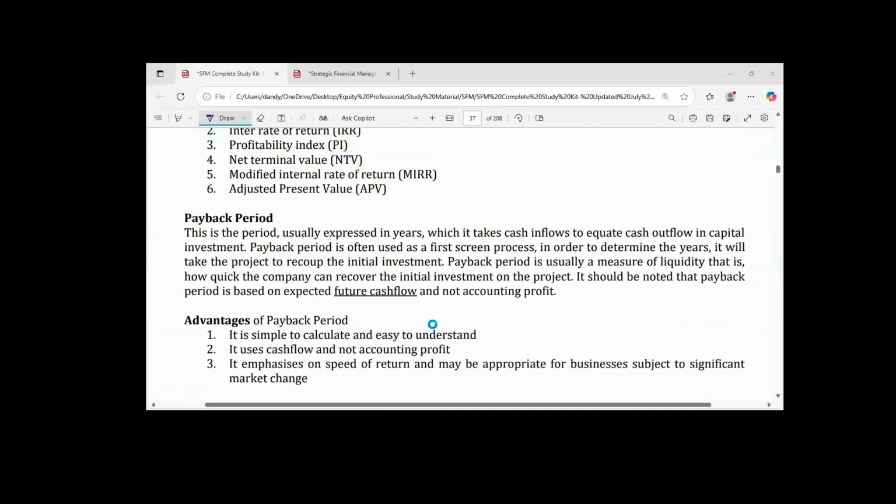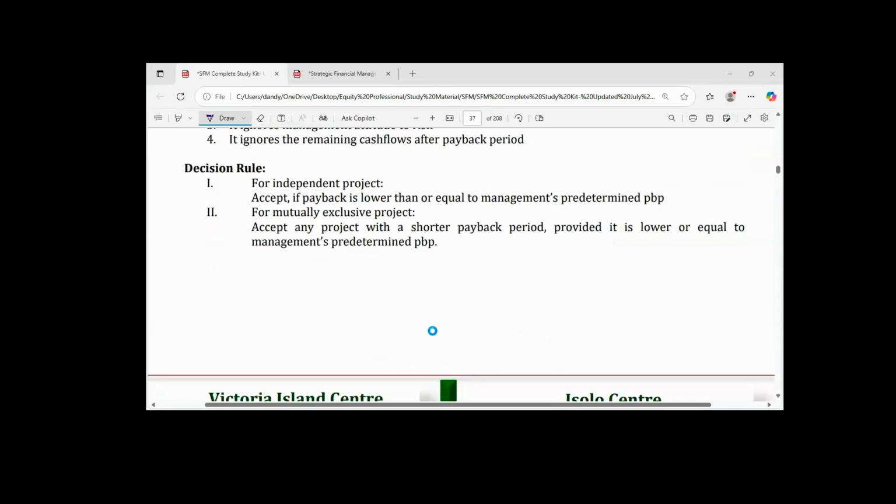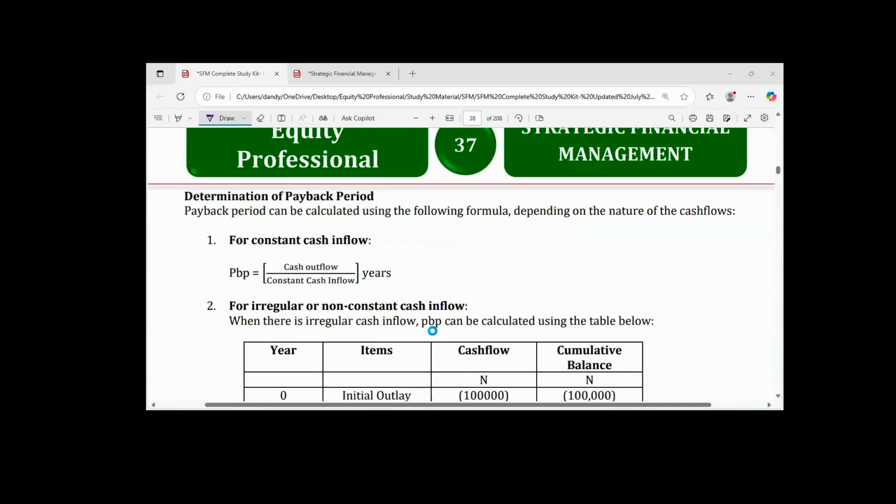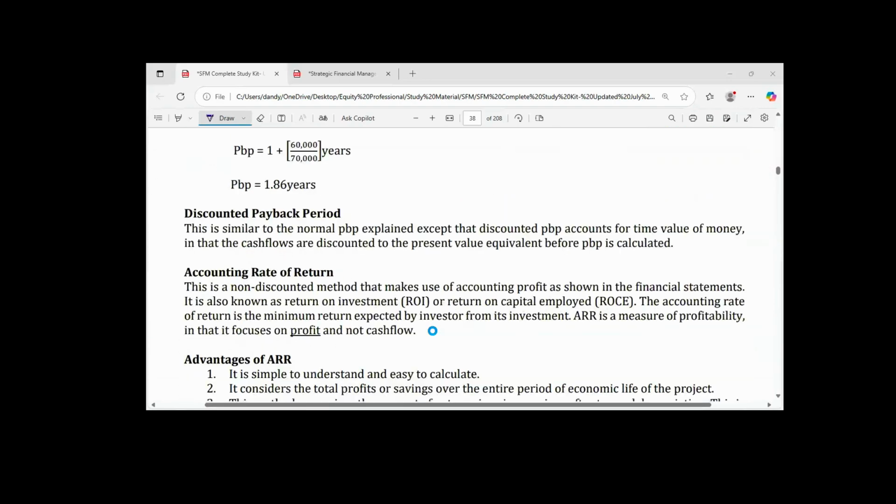The payback period is a measure of liquidity, that is, how quickly a company can recover the amount invested in a project. So in the determination of financial viability of a project using the payback period, cash flows should be used, which means that if accounting profit or loss is given, it should be converted to cash flow before calculating the payback period. Okay? Now, how do you convert accounting profit to cash flow?